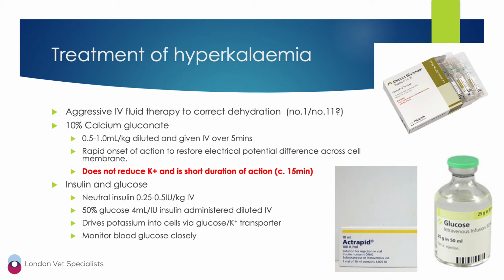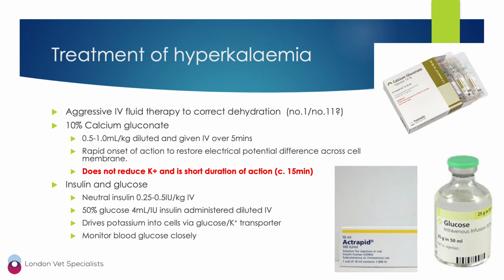It has a rapid onset of action, so you'll usually start to see an improvement even before you've given the dose. And as I say, you can just give that nice and slowly to try and buy some time before you instigate a more definitive therapy, because the calcium is not going to decrease the potassium, it's only going to improve the implications of that high potassium on the animal. But it buys you some time in order to try and organise a treatment which is going to reduce the potassium. And that's usually going to be insulin with glucose.